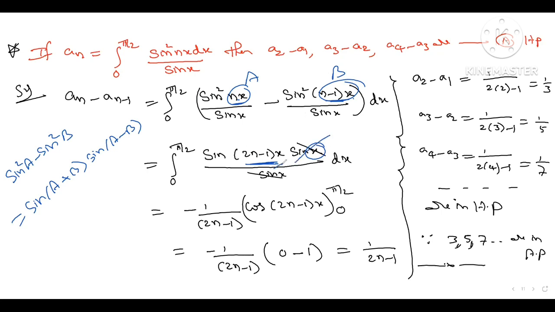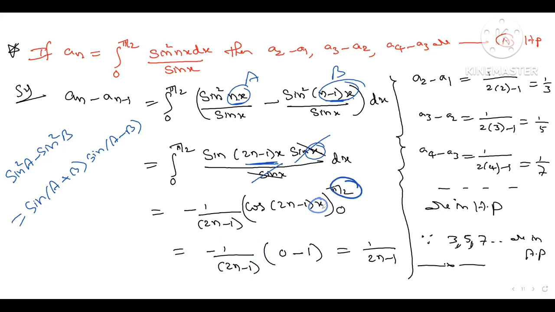Okay, here sin x cancels. After integration, sin gives minus cos: minus cos (2n minus 1) x. But the derivative of (2n minus 1) x is 2n minus 1, so the integration is 1 by (2n minus 1), from limits 0 to pi by 2. Minus 1 by (2n plus 1), minus 1 by (2n minus 1).